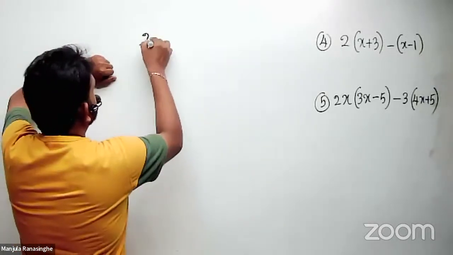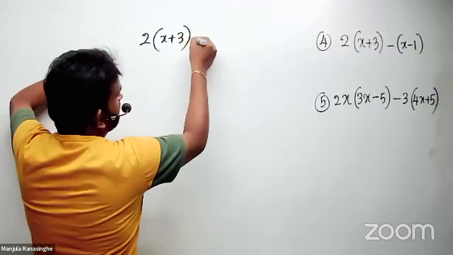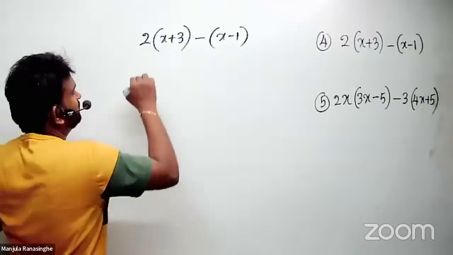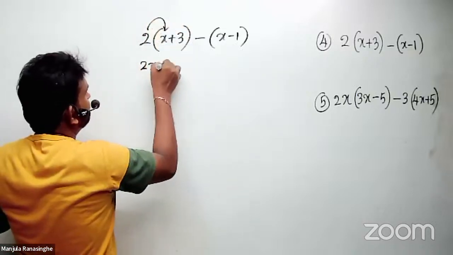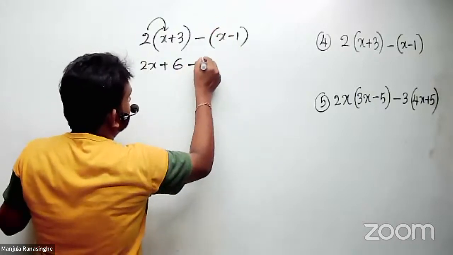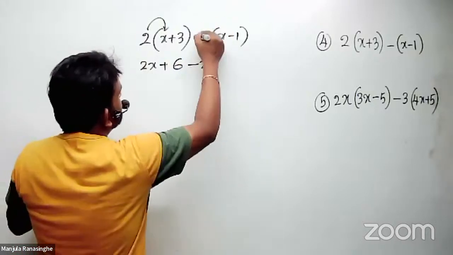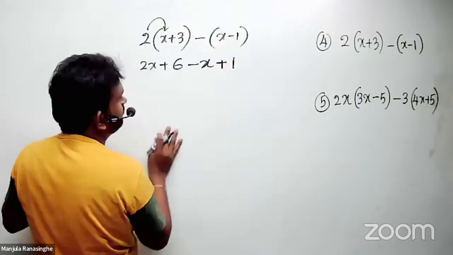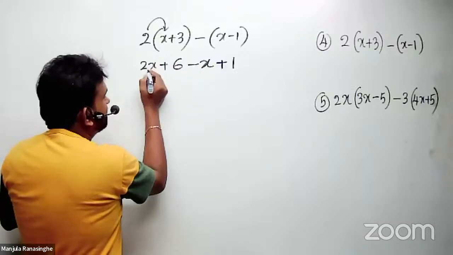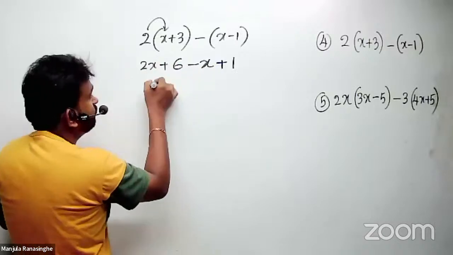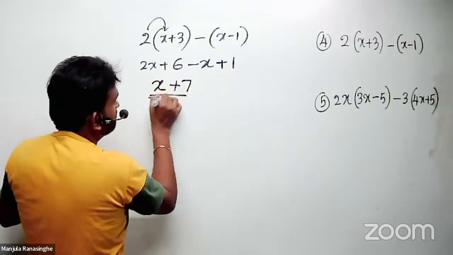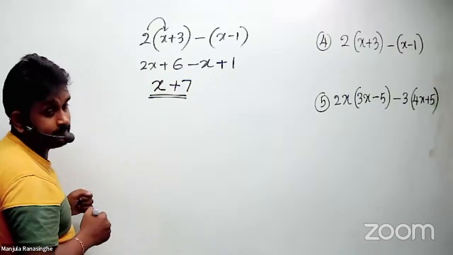So 2 into x plus 3 minus x minus 1. Now see how to remove the brackets. 2 into x becomes 2x plus 2 into 3, 6. Here minus 1 is there. Minus 1 into x, minus x. Right. And here minus minus becomes plus 1. So now like terms 2x and minus x you can subtract. 2x subtract x, 1x there. Then 6 plus 1, 7. So x plus 7. Okay.